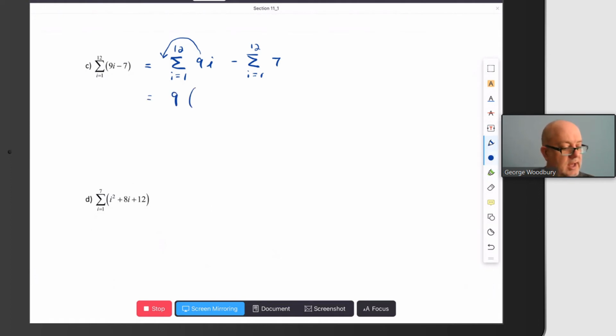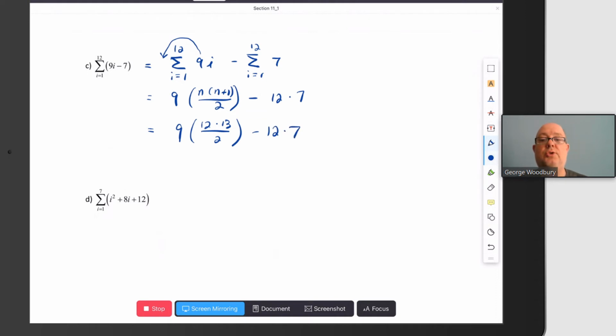9 times (n plus 1) over 2, that's the sum of i, minus 12 times 7, n times 7. n was 12, so I can substitute that in. 9 times 12 times 13 divided by 2, minus 12 times 7. Let's see, 2 goes into 12 6 times. And 6 times 13 is 78. So what we really have here is 9 times 78 minus 12 times 7.